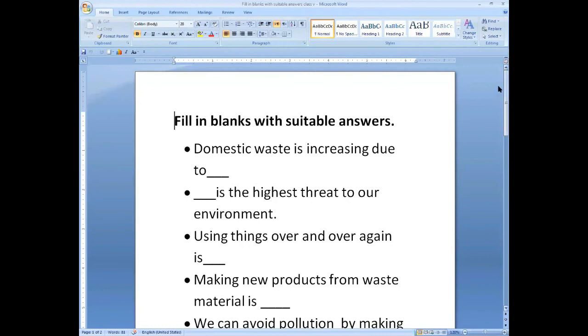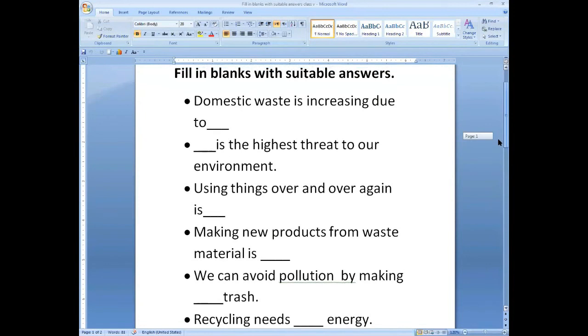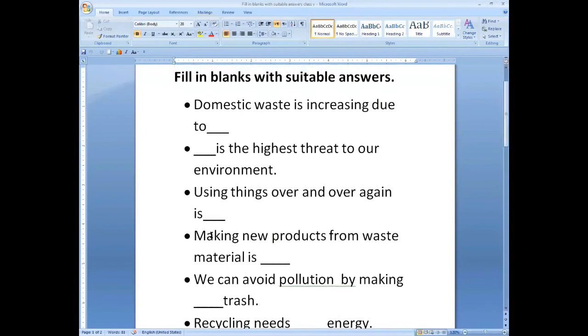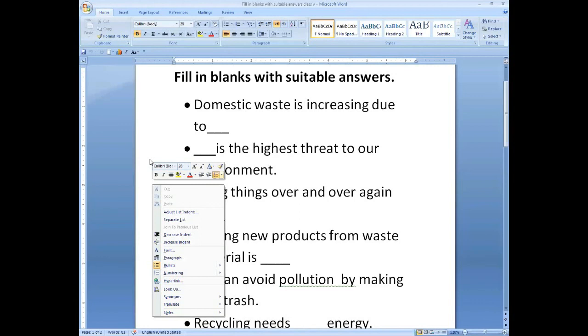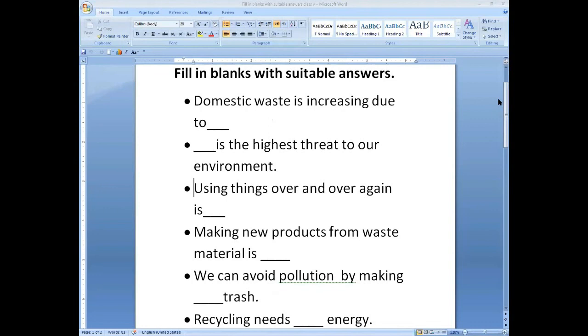Here are some blanks, which I'm going to share with you in order to write those answers in your copies. These are the blanks. You just take a screenshot of these blanks. These are at least 10 blanks. This is the first page of the blanks. You have 10 blanks and you just write these blanks in your copy. If you have this, just take a screenshot of all of these. These are the 10 blanks I'm going to share with you.